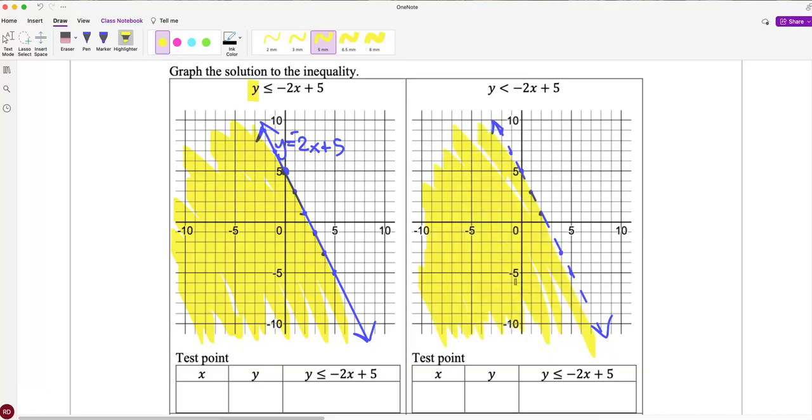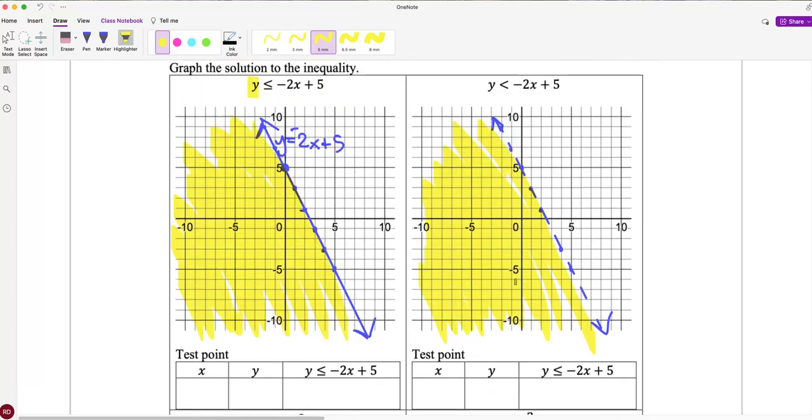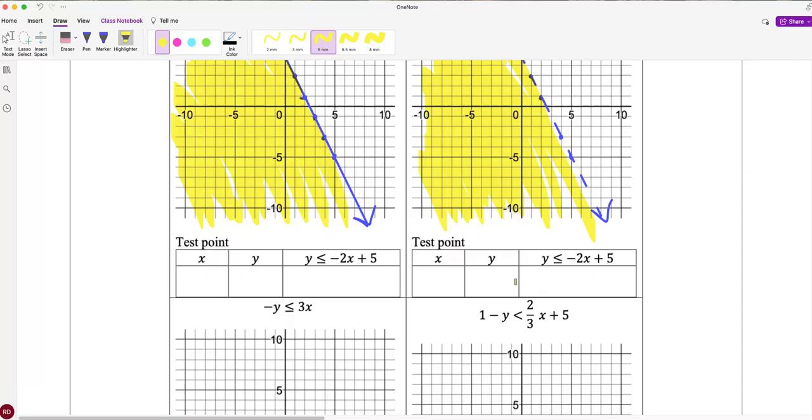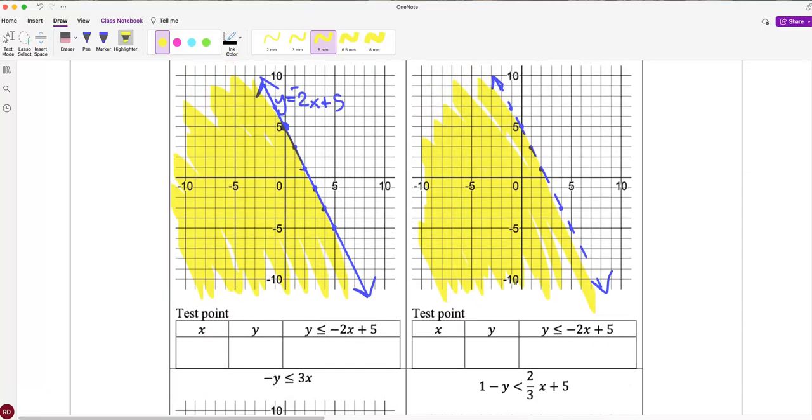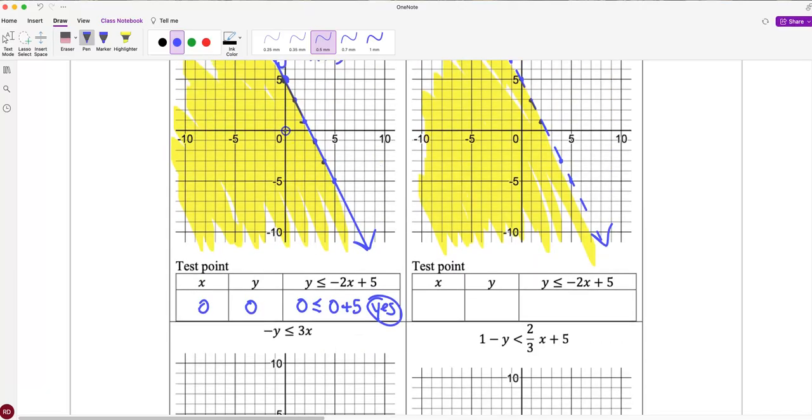Okay, so that's one of the big differences: making sure you look at whether there's an equal to or just a less than. I can verify this. One of the easy points to always pick, if your line doesn't go through it, is 0, 0. So let's verify this. If I pick 0, 0, the question becomes, is 0 less than or equal to 0 plus 5? The answer is yes. That means that 0, 0 is part of your solution, and I see that.